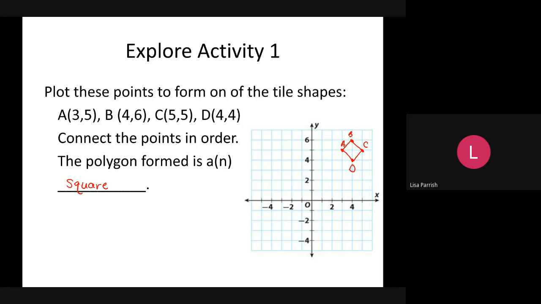Okay, it makes this a square. Kind of could look like a rhombus, but it is a square. Okay, pause this if you need to finish that.